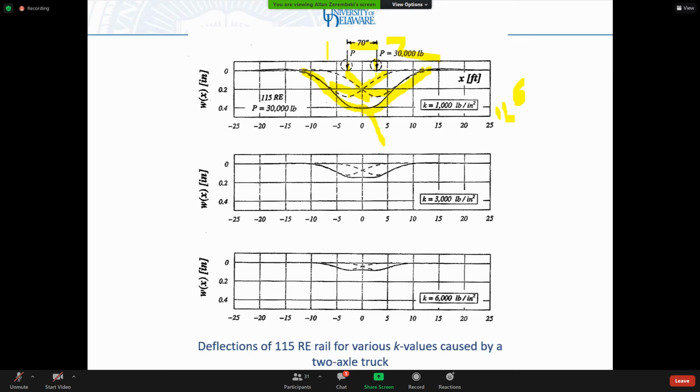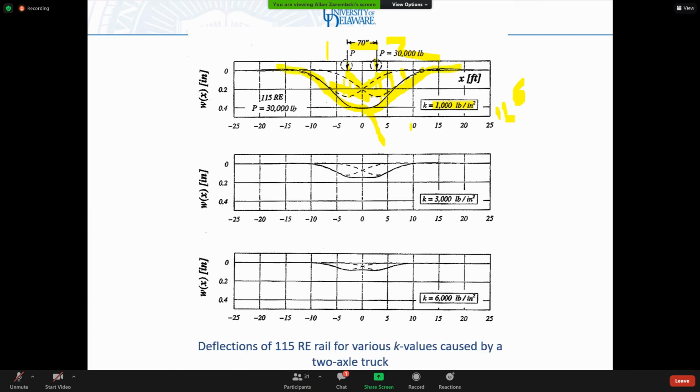I add each of these points up. I add all the points one by one, and I get my combined curve. And you notice for very soft track, my maximum deflection is really in between the 2 wheels. And here's my uplift, which is pushed out over here.